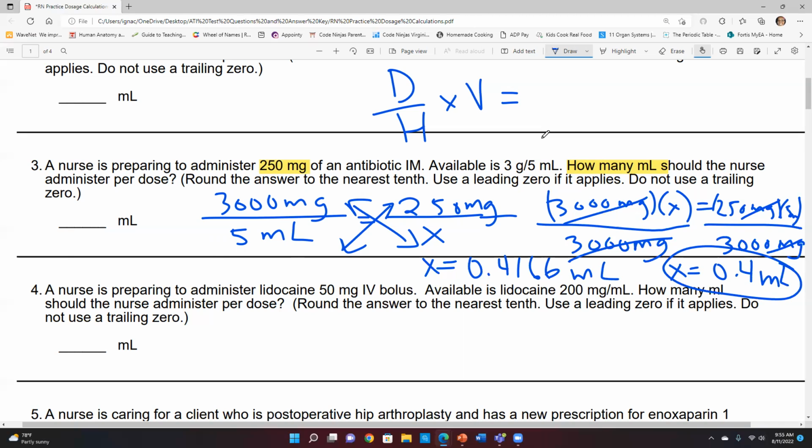If when we did our calculation, we got 0.4666, we would actually round this to 0.5 mLs, okay? Because that is the rounding rule. If it's 5 or greater, we will round up. If it's less than 5, we will keep it as it is, or they say round down. All right, so those were 3 problems, and I'm going to pause for a moment to see if there's any questions.